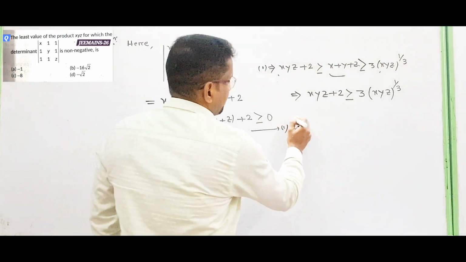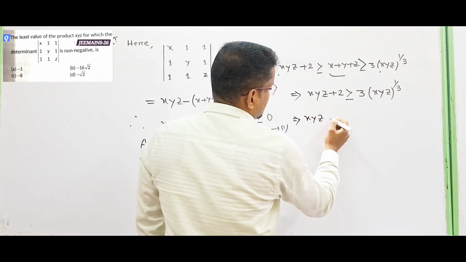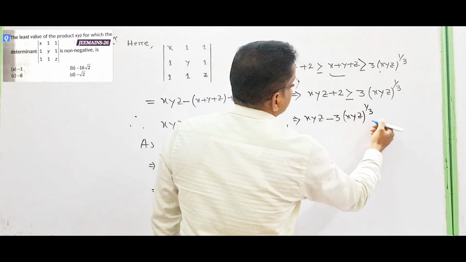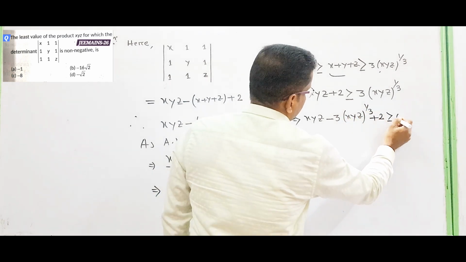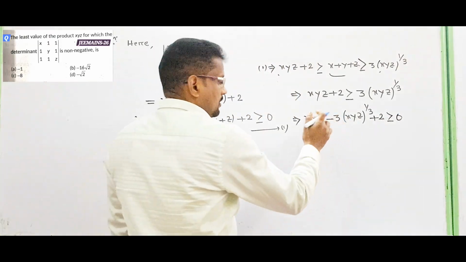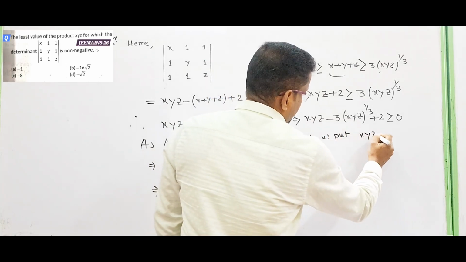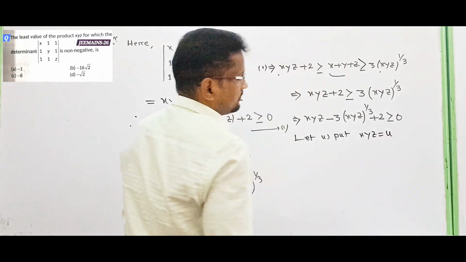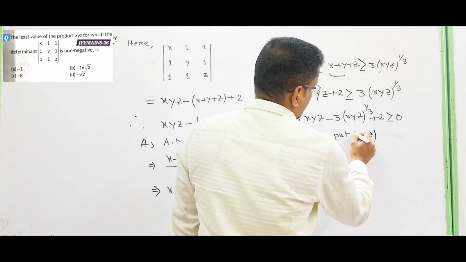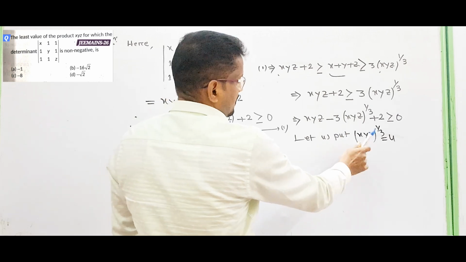Now do one thing. Our aim is to find the least value of the product. So xyz minus thrice of xyz whole to the power 1/3 plus 2 greater or equal 0. Now let us put xyz equal to, say, u, or xyz whole to the power 1/3 let us take as u. Then it is very much clear xyz whole to the power 1/3 is u.